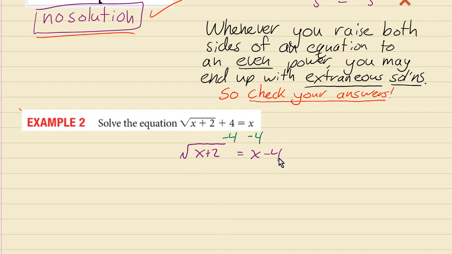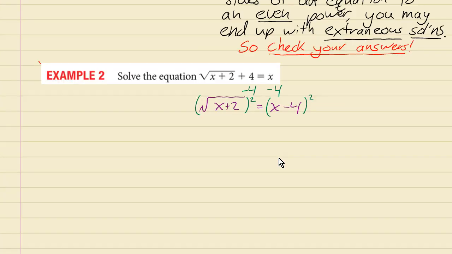And now we're going to square both sides, which cancels out the square root on the left side, so you just get x plus 2. On the right side, remember that this is not the same thing as x squared minus 4 squared. You can't just distribute exponents like that. What it really means is x minus 4 times x minus 4, and you've got to FOIL that out, which is going to become x squared minus 8x plus 16.